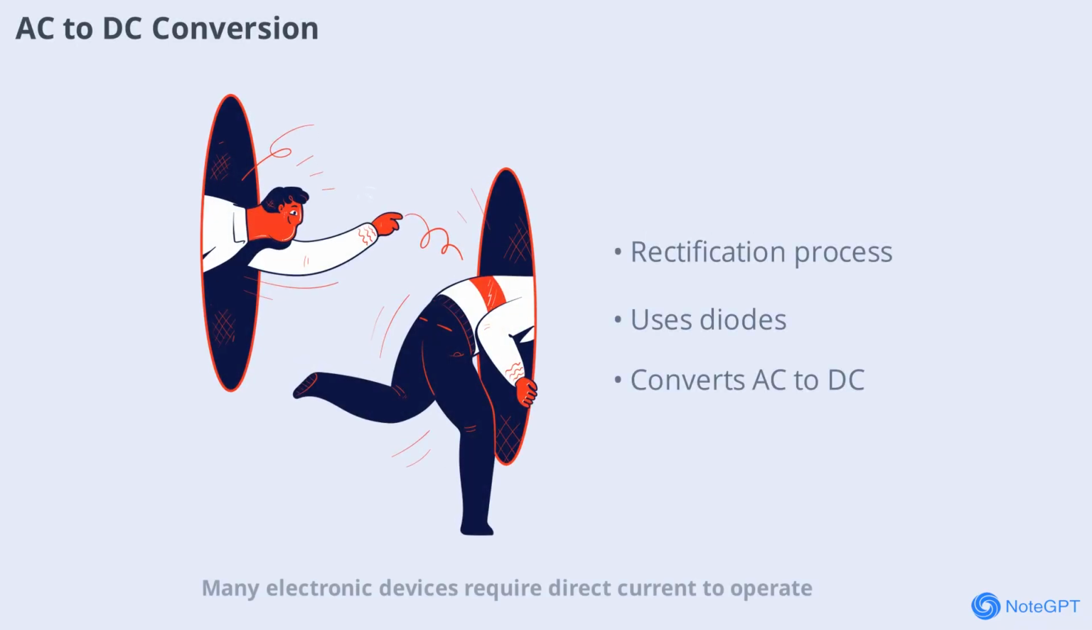Many electronic devices require direct current to operate, so AC from the mains supply must be converted to DC. This process is called rectification and is done using devices called rectifiers. Rectifiers use diodes to allow current to flow in only one direction, effectively converting AC to DC. Understanding rectification is important for anyone interested in electronics or electrical engineering.